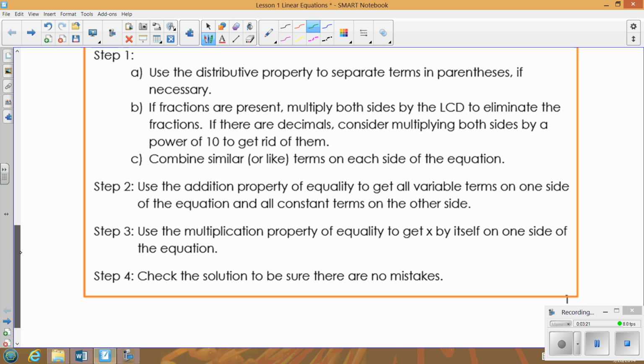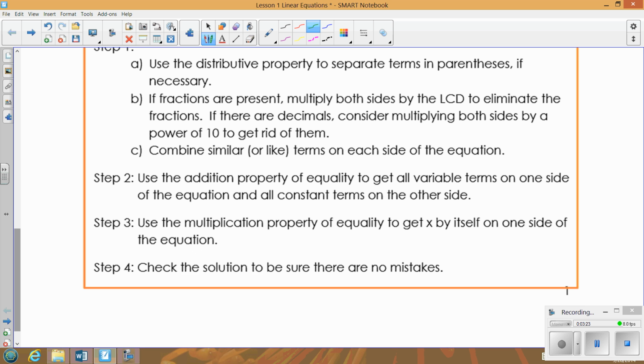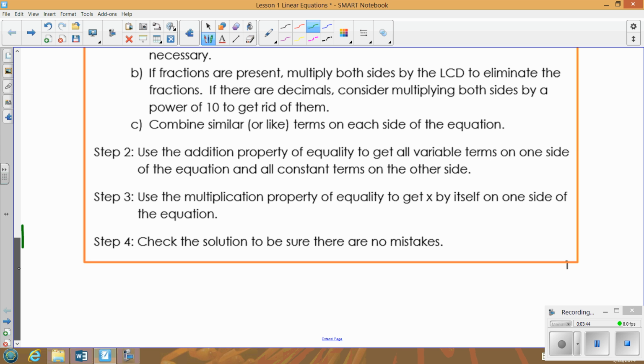Once you have that set, you're going to use the addition or subtraction property of equality to get all of the variables, meaning x, on one side and all the numbers on the other. Then our last step is to use the multiplication property to get x by itself, which is usually done by dividing by the number. And then it's always a good idea to check your solutions to make sure that you found the correct solution.